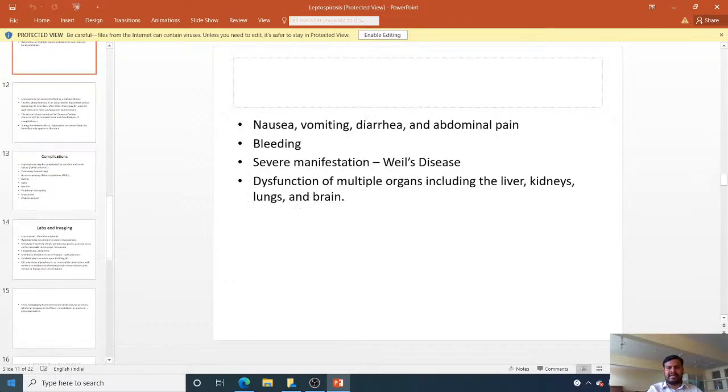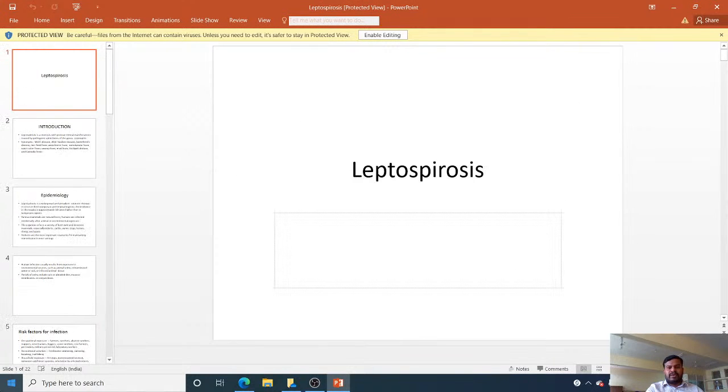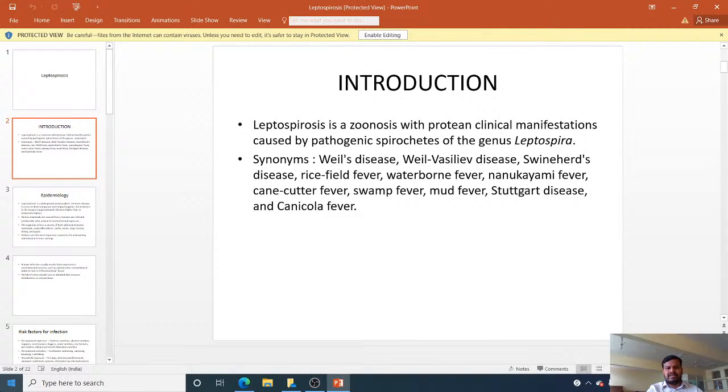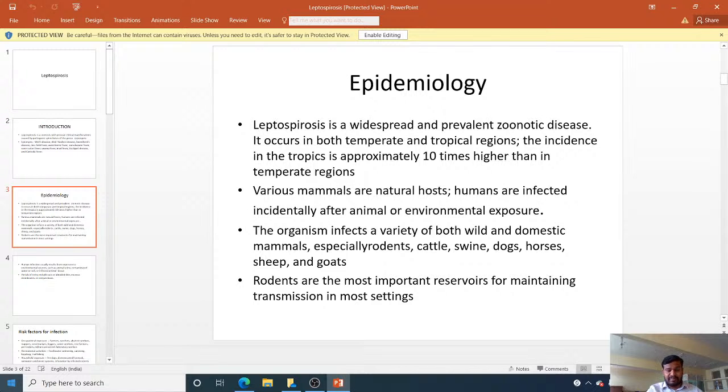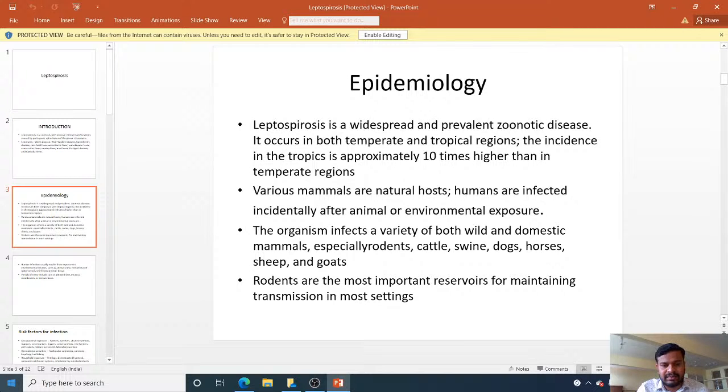So we'll go for a quick recap of some main points. This is a zoonosis, and it has so many disease names. It's also called Weil's disease, which you should remember. So leptospirosis is a zoonotic disease, and its incidence in tropical climates is 10 times higher than in temperate climates. You should also remember that.